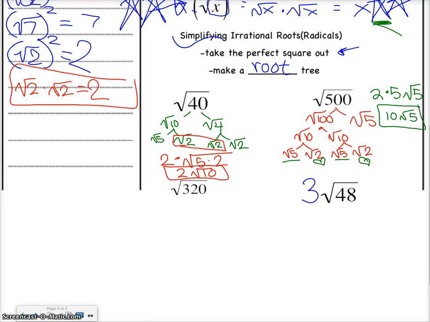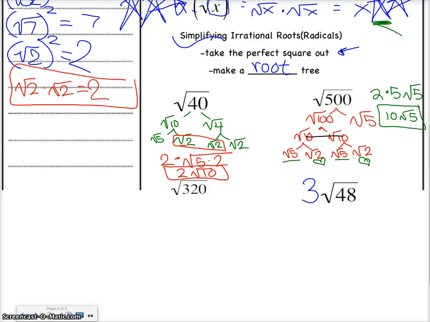Remember how I told you I would have stopped right here? It would have been the same thing. You would have said, oh, this turns into 10, and I have the square root of 5 left. But if you don't notice it, you can break it down. So let's try the square root of 320. You try to do that one. Break it down.